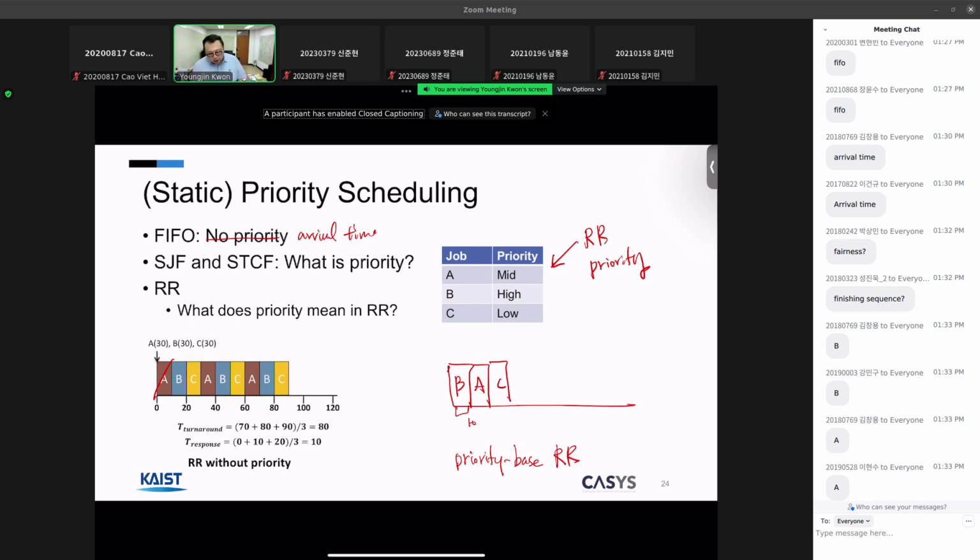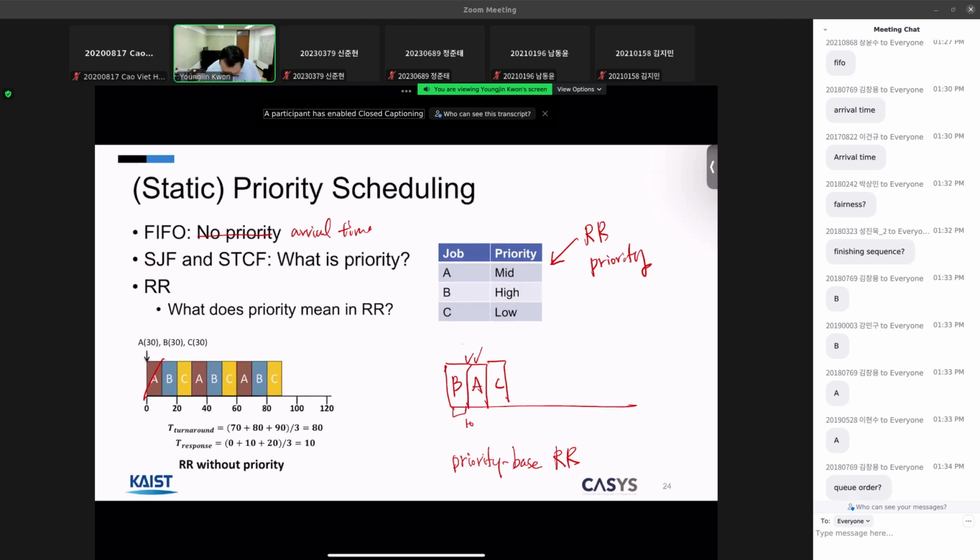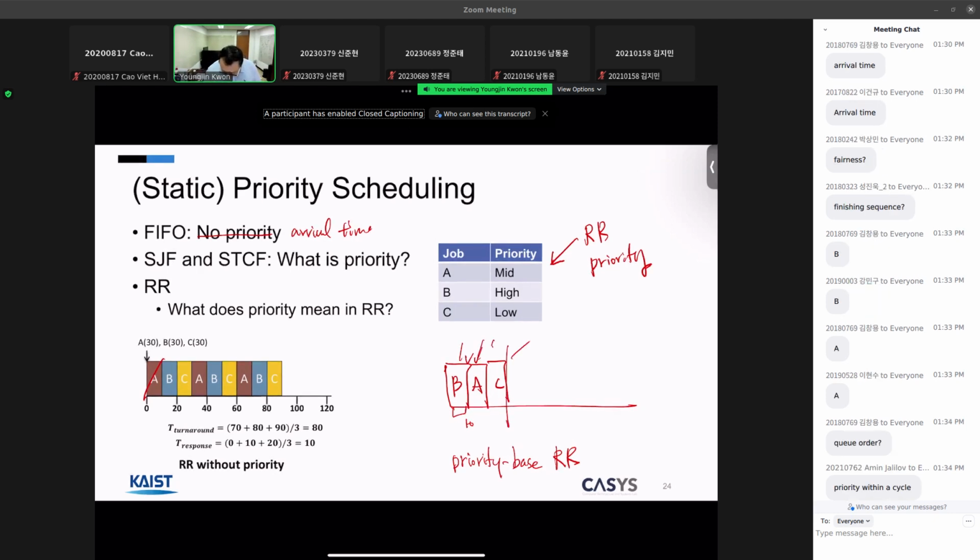Beware that someone actually confused that, oh, in the next time, B has high priority, so B is executed first. No, that does not happen. Okay, round robin is based on fairness. So what is the role of priority? What does priority mean in round robin? After allocating an equal time slice, priority is applied within a cycle.